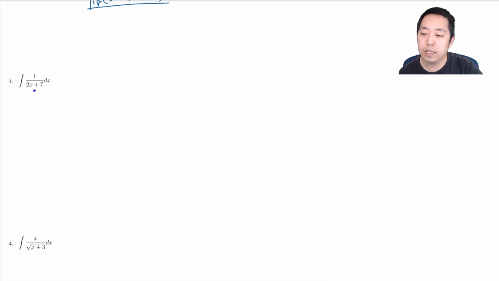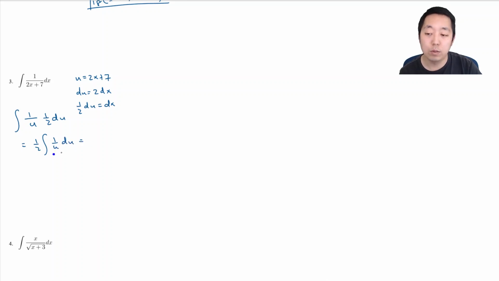Here I'm going to say u is the denominator. U is equal to 2x plus 7. I'll show you what happens. Du would be 2 dx. I don't have a 2 dx. I have simply a dx over here. So this dx I replace with 1/2 du. So this becomes the integral of 1 over u times 1/2 du. Or if I bring the constant in front, it's 1/2 integral 1 over u du.